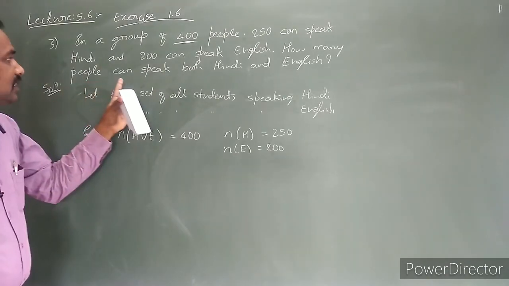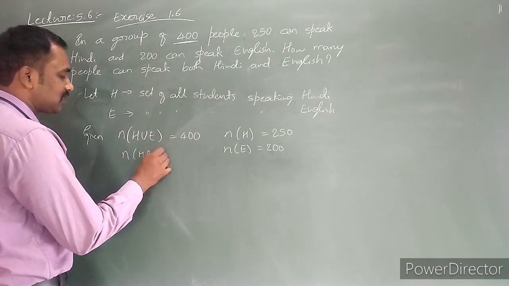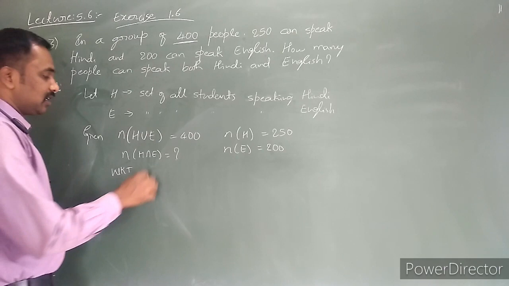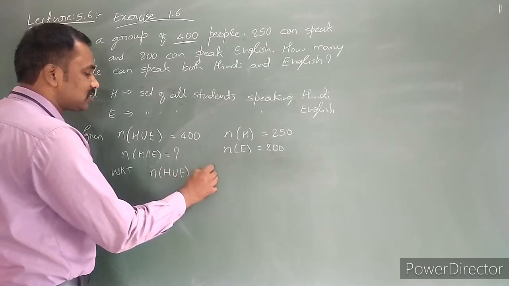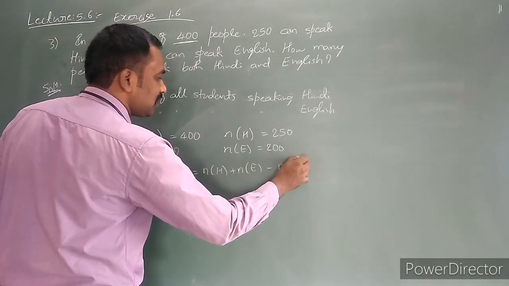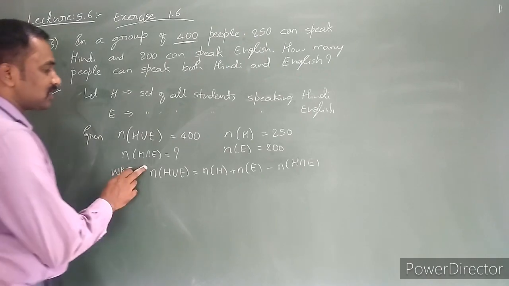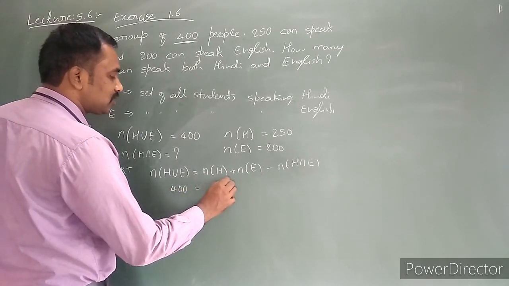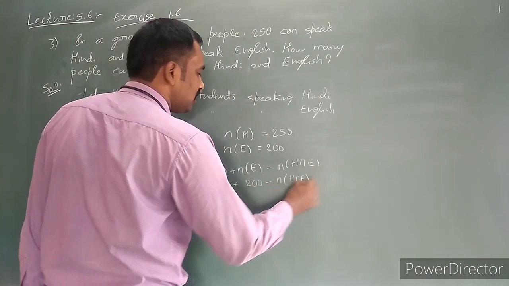How many people can speak both Hindi and English? Both Hindi and English means H intersection E is what we are required to find. Is that clear? Very simple. So we know the formula: n of A union B, or in terms of H and E, n of H union E is equal to n of H plus n of E minus n of H intersection E. This is the formula. Now replace all these values and simplify, and we'll get the H intersection value. So n of H union E, that is 400, is equal to n of H, 250, plus n of E, 200, minus n of H intersection E.